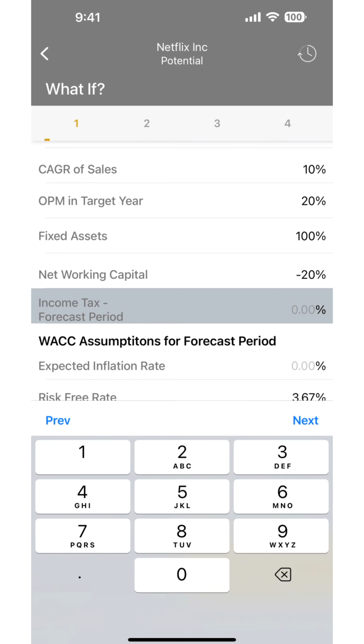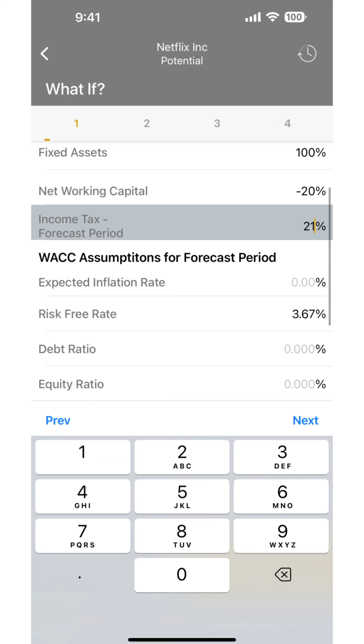Income tax during forecast period. The marginal income tax rate is ideally entered for the forecast period, assuming the tax rate is expected to remain stable. For Netflix, we have taken this as 21%.